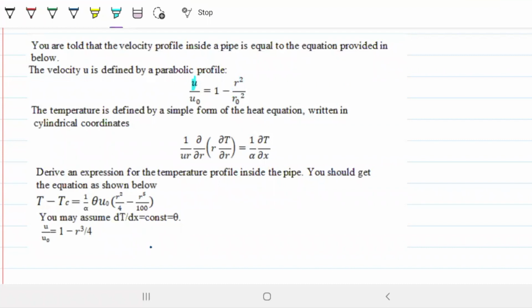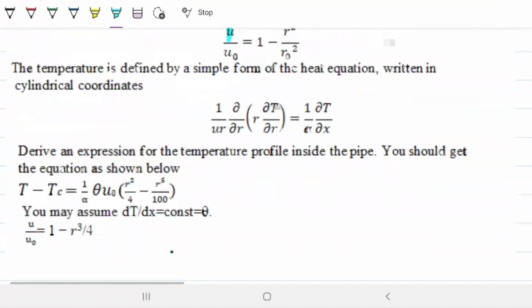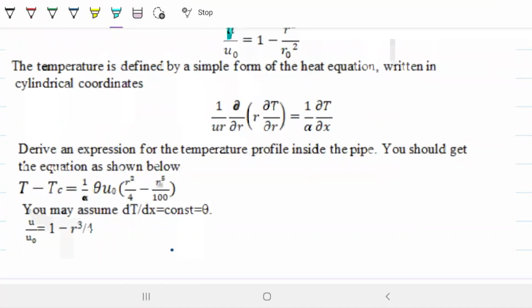The temperature is defined by a simple form of the heat equation written in cylindrical coordinates. So this equation here is the energy balance equation. You can find this in the class that's been shown to you before. The way that this shows up is when you have a fully developed flow, and we need to use an approximation for this. But the unknowns here are 1 over the velocity at any given point, the radius at any given point, times the derivative in r of r times the rate at which temperature is changing with r.